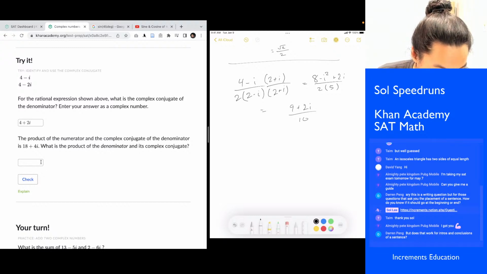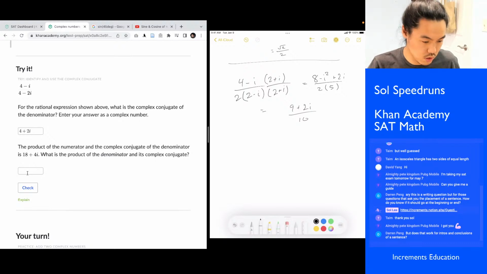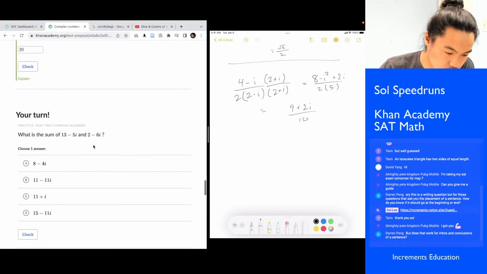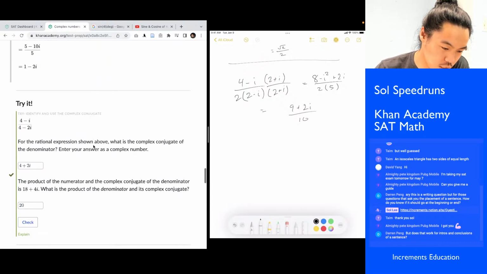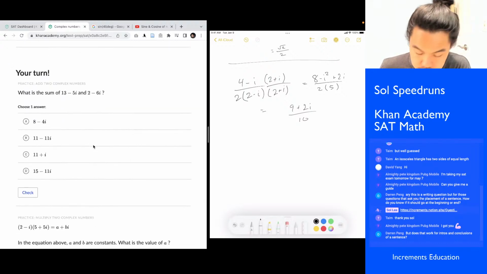Product of the denominator? Product of the numerator? Oh, then that's 16 minus 4i, so that's 20. Okay. Kind of like a hand-holdy sort of question, but sure, they're just trying to make me prove that I understood what they're saying.